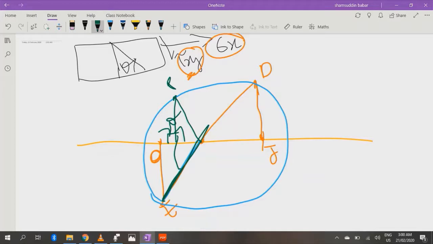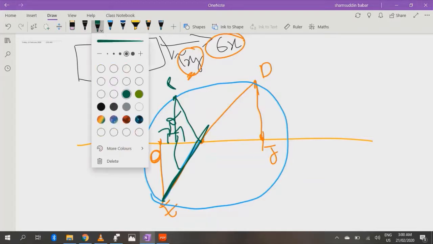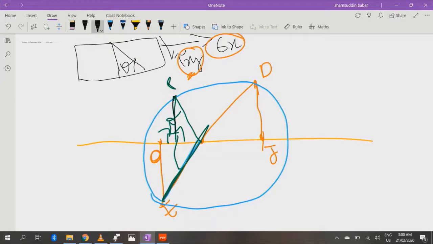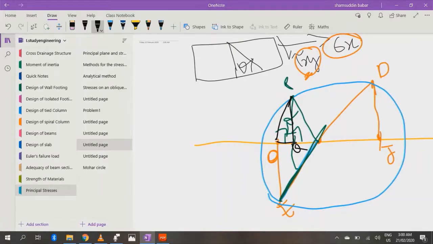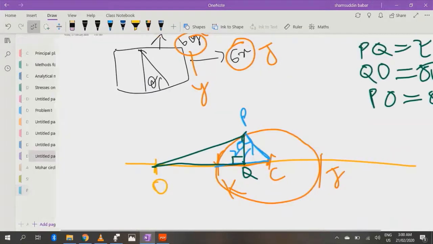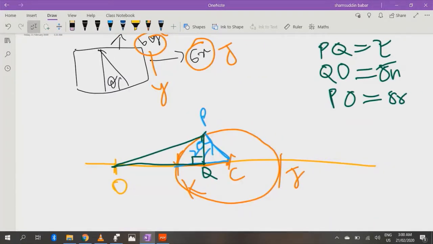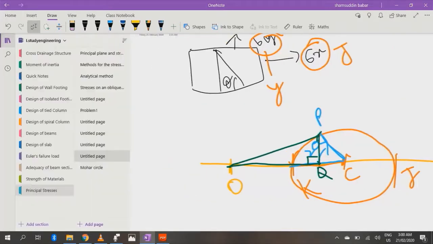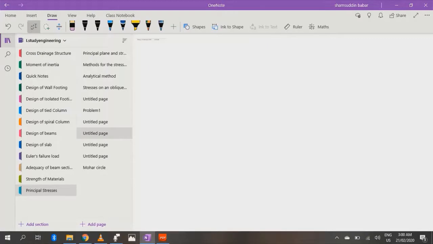Now what do we have? We have 3 lines. One will be PQ, and this will be our point Q. One line will be OQ and the third line will be PO. And just like the above case, we have PQ, QO and PO as the shear, normal and resultant stress. Now it's time for our fourth case.